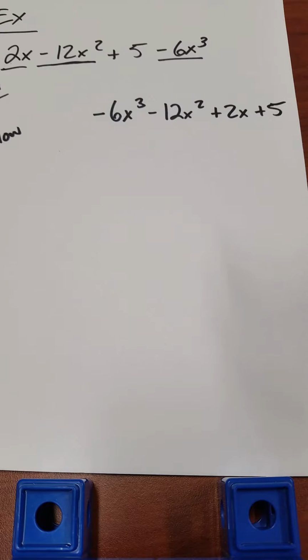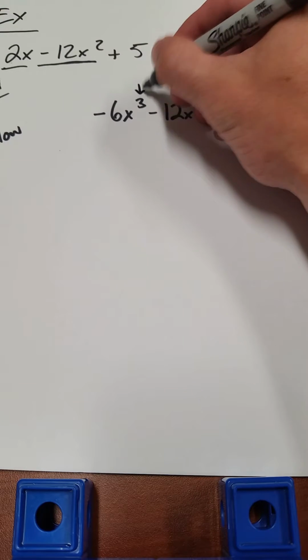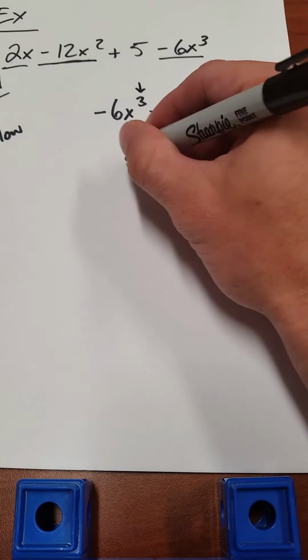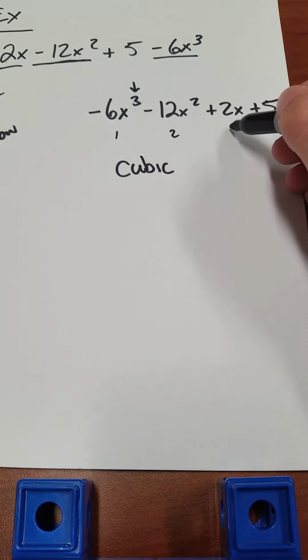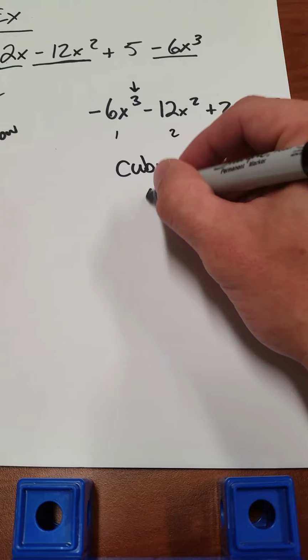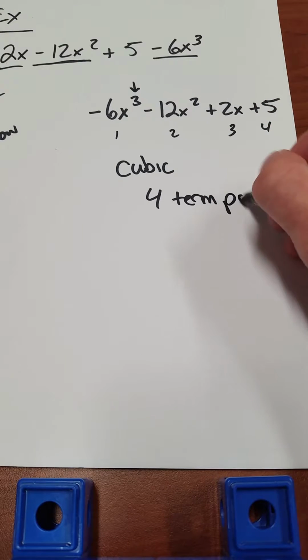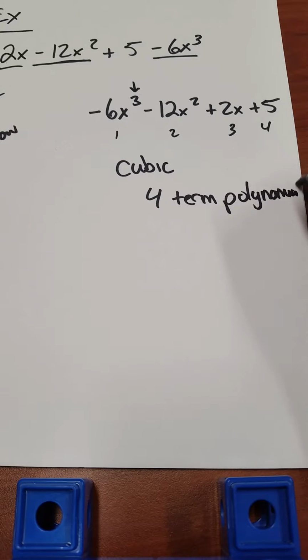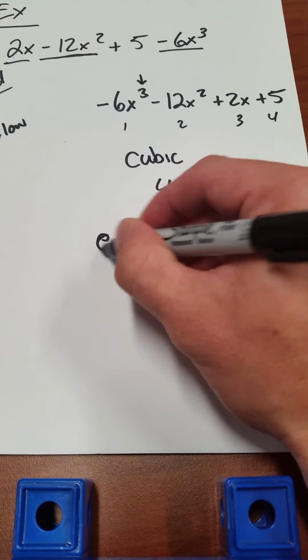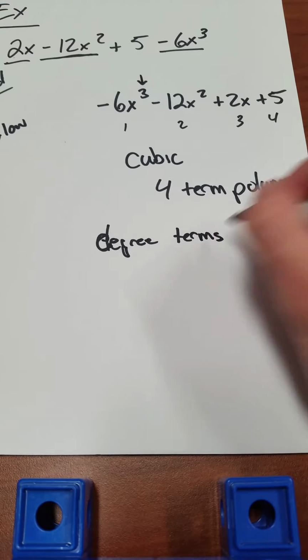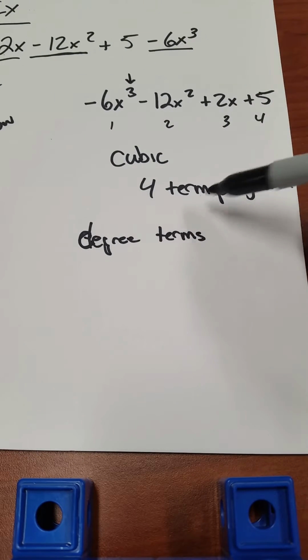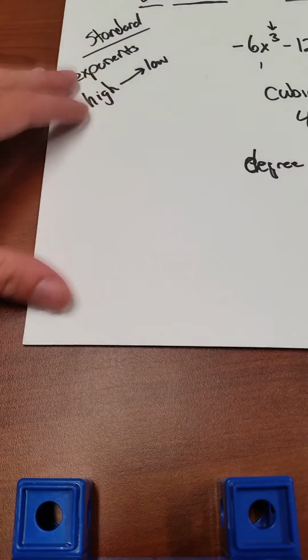So anytime you see a polynomial that's not in standard form, you must write it in standard form. So standard form, and then let's name it. Well, look at your highest exponent. So highest exponent is 3, so this is a cubic. And then count the number of terms. 1, 2, 3, 4. Cubic 4-term polynomial. So we name it by the degree, and then we name it by the terms. Okay, degree and then terms. So cubic 4-term polynomial.